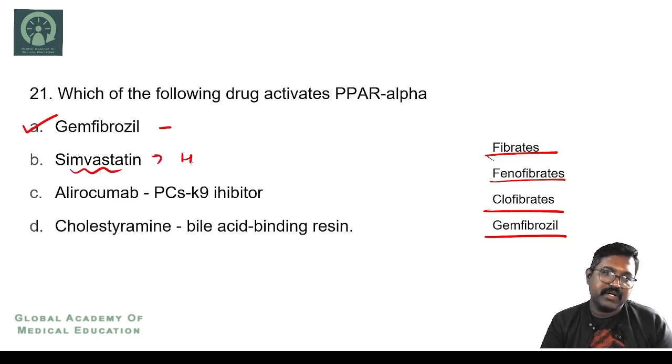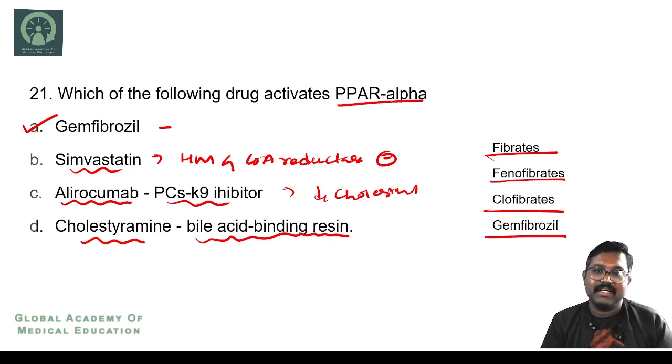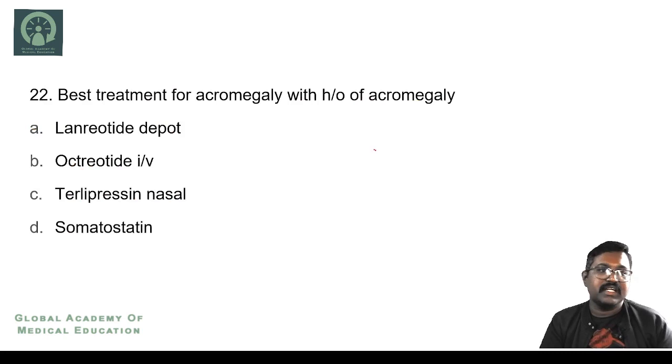Simvastatin is an HMG CoA reductase inhibitor. Alirocumab is a PCSK9 inhibitor, which is also used to reduce cholesterol levels. Then we have cholestyramine, which is a bile acid binding resin. But here the correct answer is gemfibrozil, a fibrate, which activates PPAR alpha. Next, coming to the 22nd question, the best treatment of acromegaly.